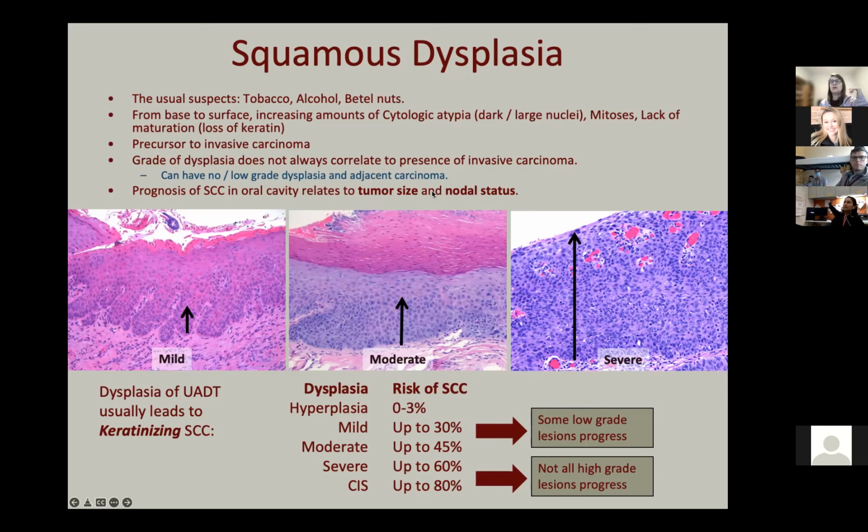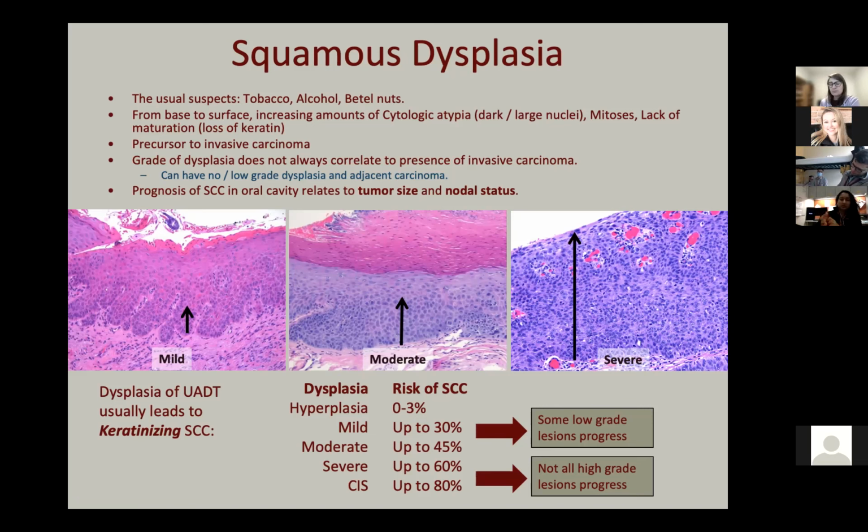There are causative agents, like tobacco, like alcohol, even like betel nut chewing, that prime the mouth. As you know, it's a field effect. The entire mouth can be affected by these toxins and have varying amounts of dysplasia in various sites, some of which progress to invasive carcinoma and some of which don't.